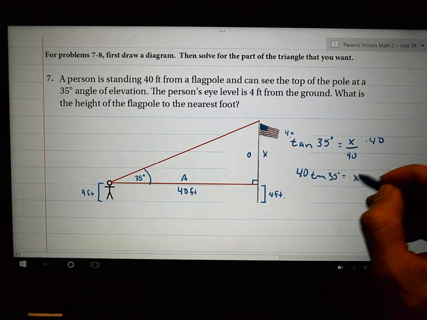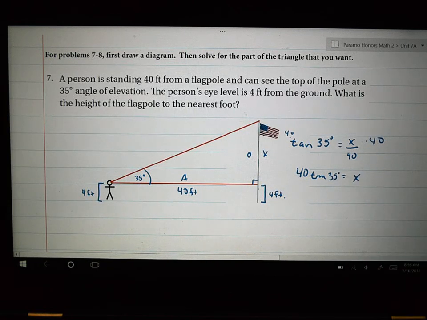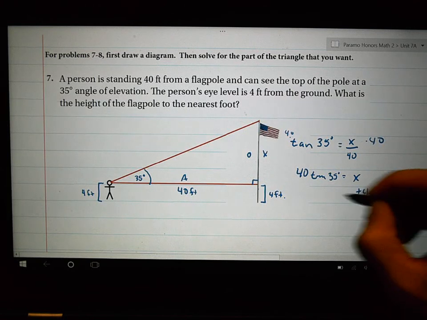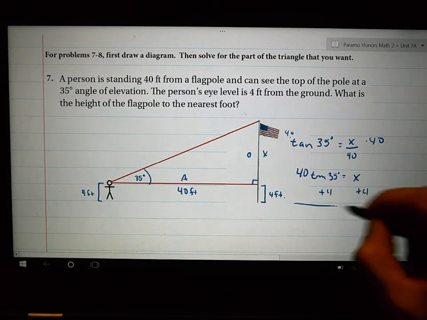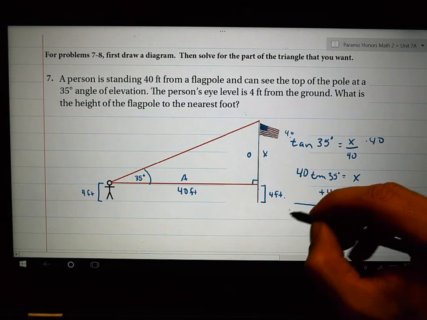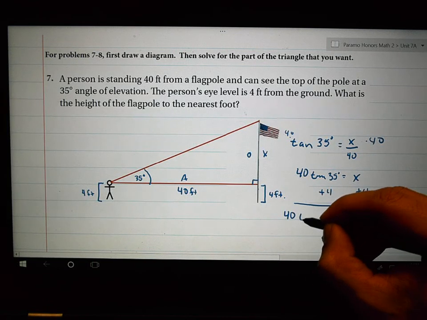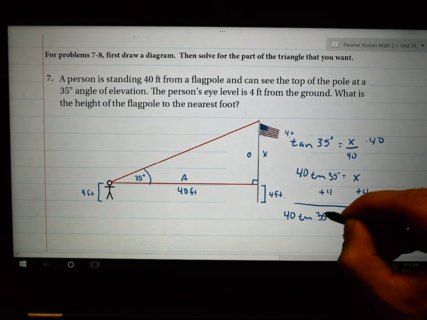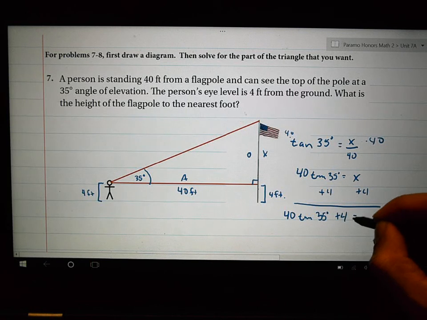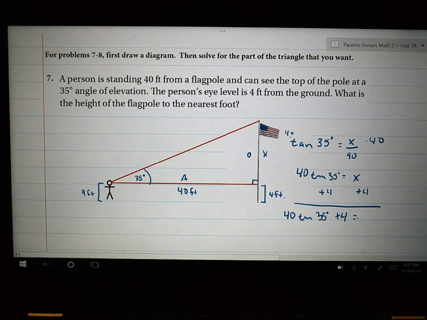Is that going to be the height of the flagpole? No. What else do I need to do? Plus 4. Plus 4 to that to figure out what the height is. So before I even grab a calculator, I am of the type of person that will always write down what it is I need to find first.